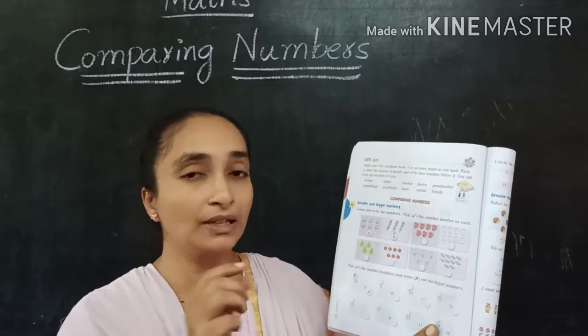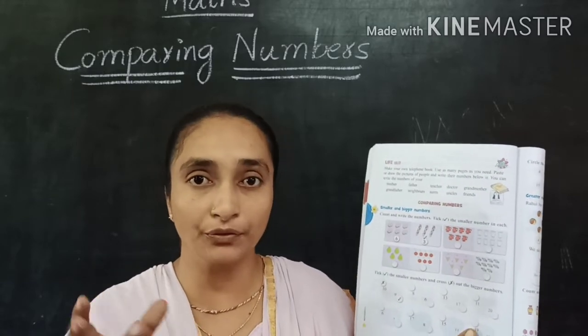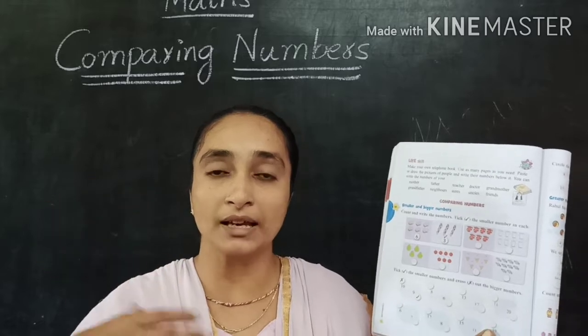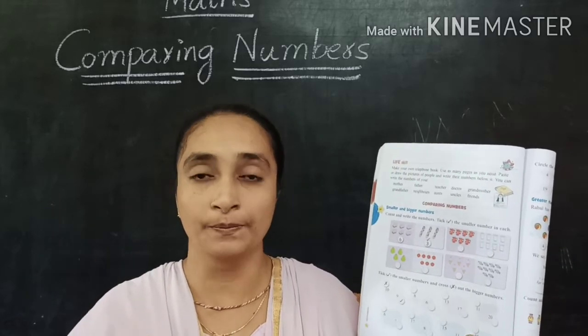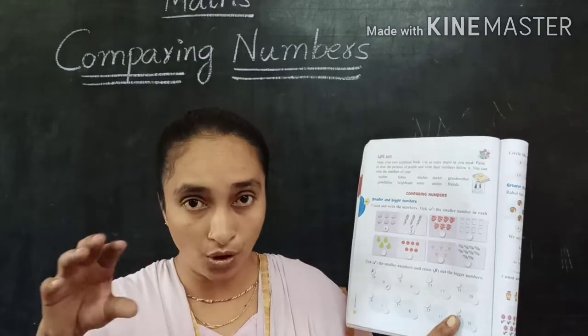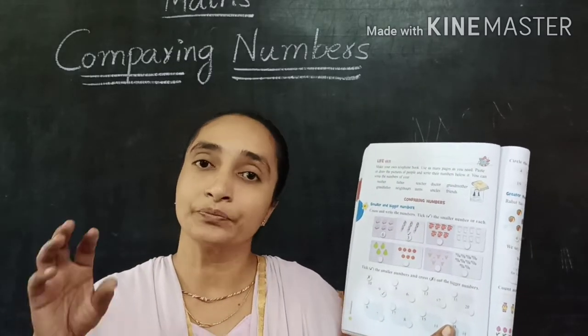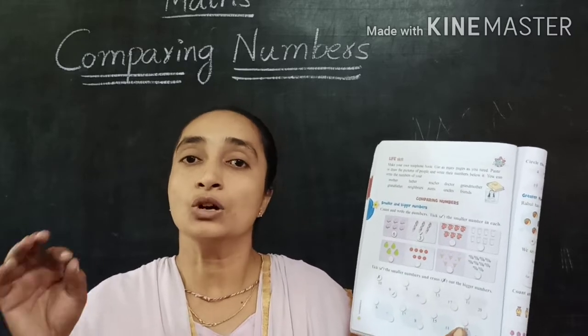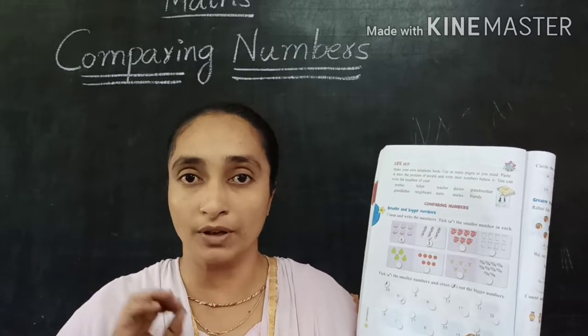Here they have given the comparison of objects, different objects. In one box they have given more objects and in another box they have given fewer objects. So you have to tick the smaller number. You have to count the things, how many are there. You have to write the number and then give the tick mark to the smaller one.